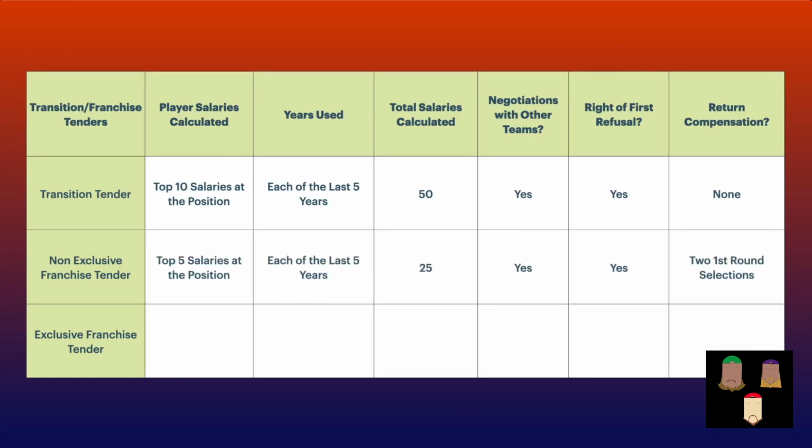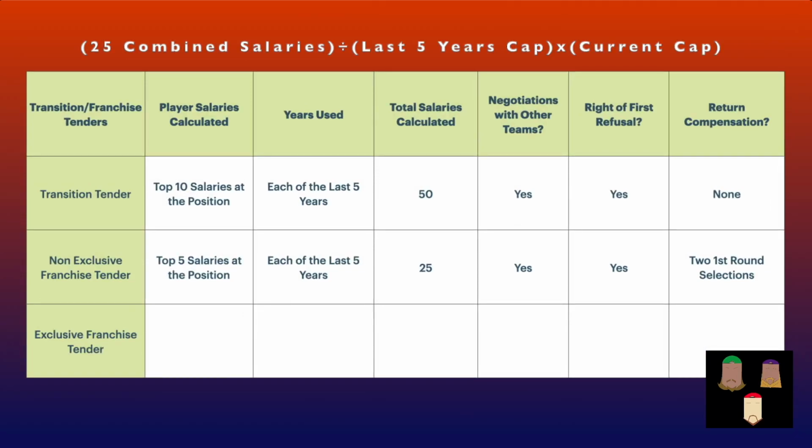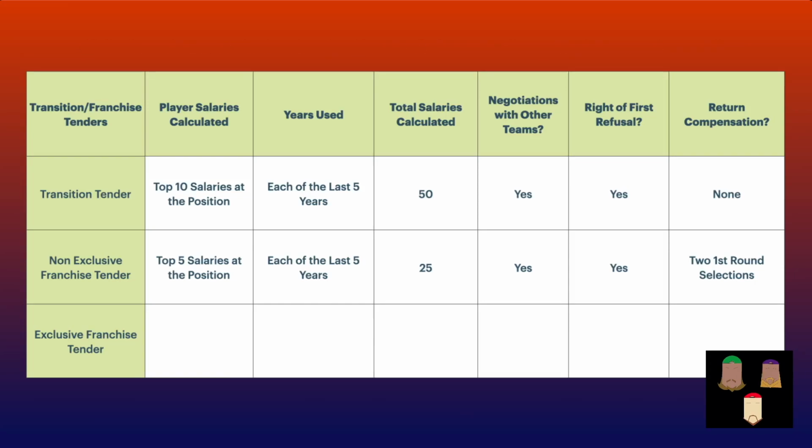The non-exclusive franchise tag. This tag is calculated by totaling the top 5 salaries at a position for each of the last 5 years, meaning it takes into account 25 total salaries. The total of all 25 of these is then divided by the total salary cap over the past 5 years, then multiplied by the salary cap for this year. So the key factors are the top 5 for each of the last 5 years and this year's cap. The original team does have the option to match a contract offer from another team, and if they decline, they must receive 2 first-round picks in return as compensation.